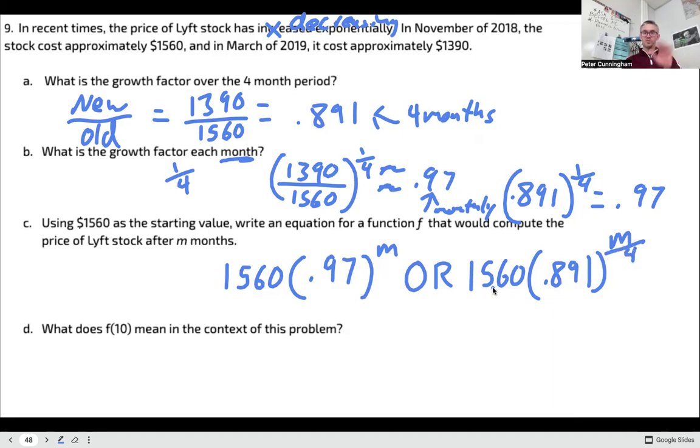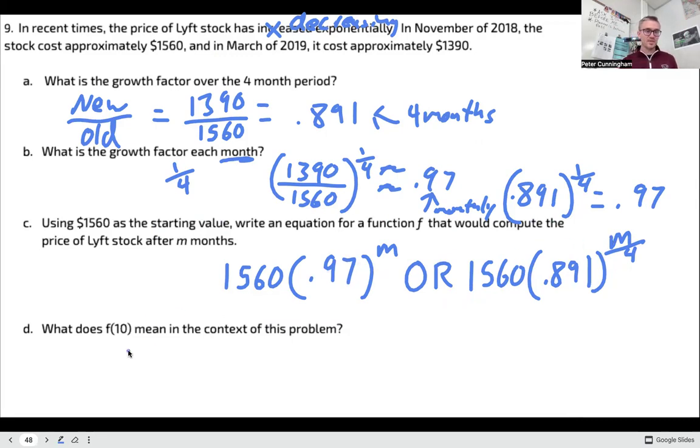So either one of these would be acceptable answers, but you need to make sure that, if you're using the monthly rate, then you're taking it to the power of 1 month. If you're using the 4-month rate, then you need to cut those months into fourths.